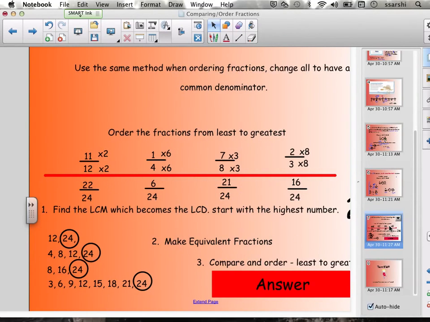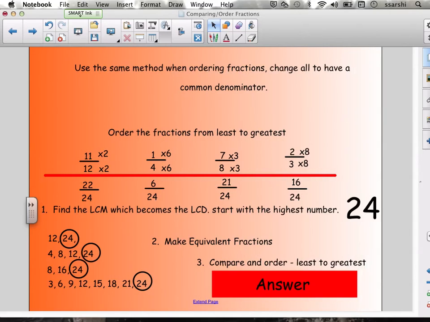Now, you would use this exact same method when ordering fractions. You change all to have a common denominator and order the fractions. In this case, we're asked to order them from least to greatest. So the fractions that I was originally given were 11/12, 1/4, 7/8, and 2/3.